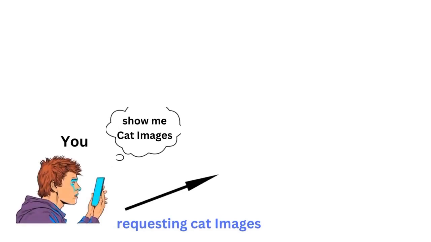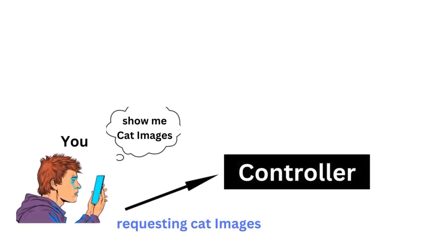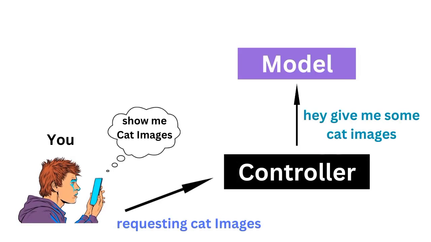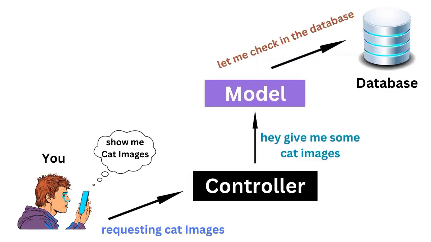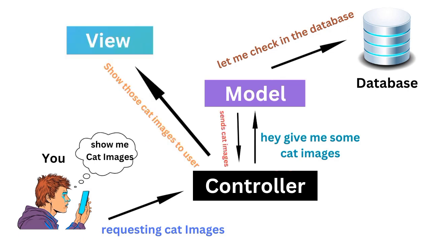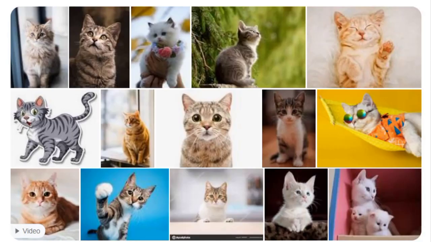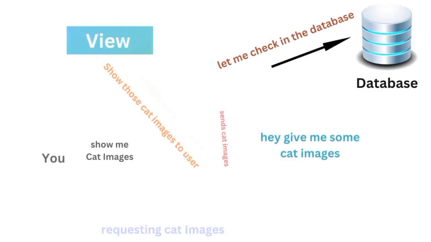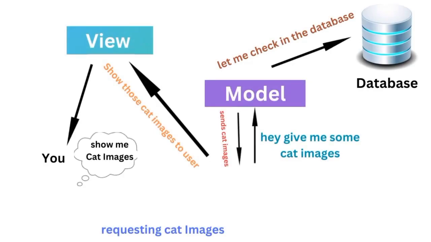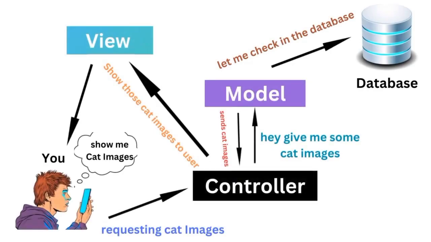Now let's look at another example. For example, you want to check for a cat image, and then you ask the controller. The controller will ask the model to give it. The model will now look for it in the database. Then the database will pass it back, and the controller will pass it to the view, so you can see the cat image. Yeah. So this is simply how model view controller works.